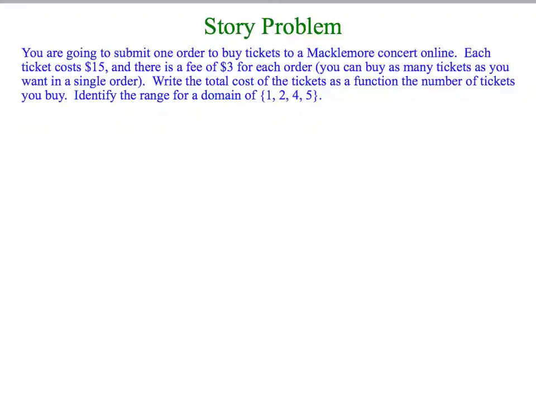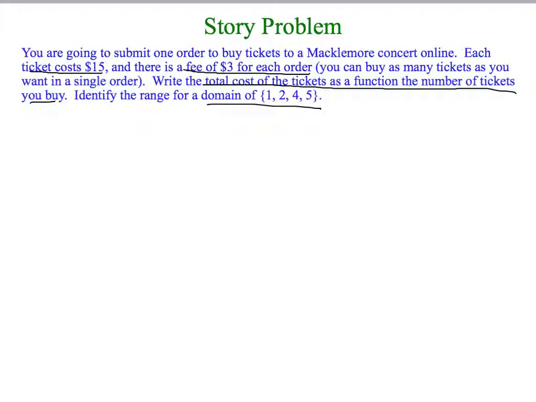So remembering our problem-solving plan from Unit 1.5, let's go ahead and read and pick out the important information. So you're going to submit one order to buy tickets to a Macklemore concert online. Each ticket costs $15. There's a fee of $3 for each order. It says you can buy as many tickets as you want, so we'll keep that in mind. You want to write the total cost of the tickets as a function of the number of tickets you buy. So we also know our domain, and we need to find our range.